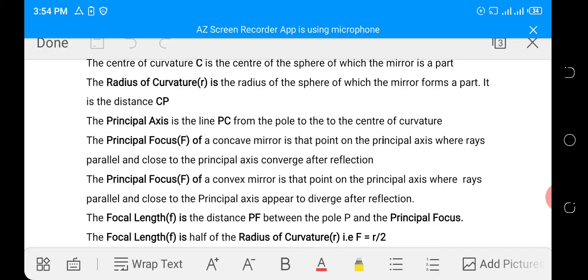That is the principal focus of a concave mirror, because it's going to have a real focus. So where all the rays that are parallel and close to the principal axis will converge to after reflection from the mirror is what we call the principal focus of a concave mirror.